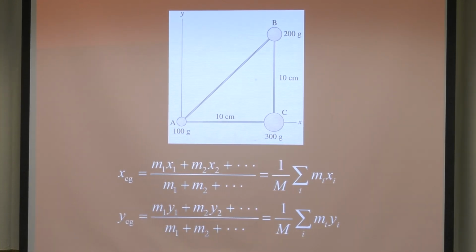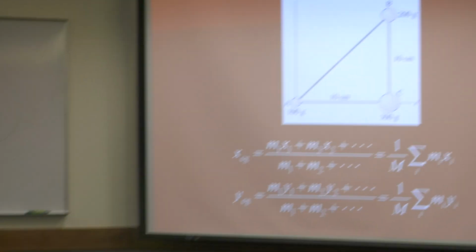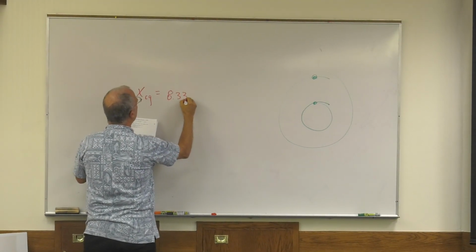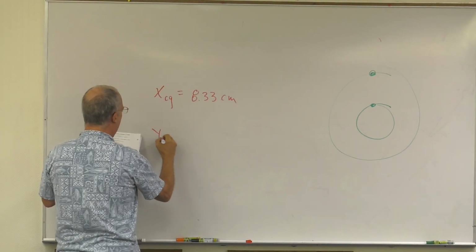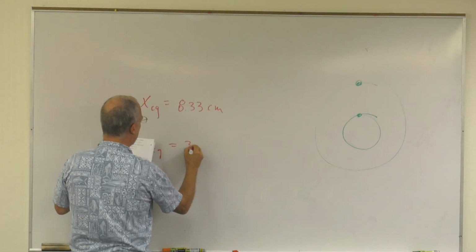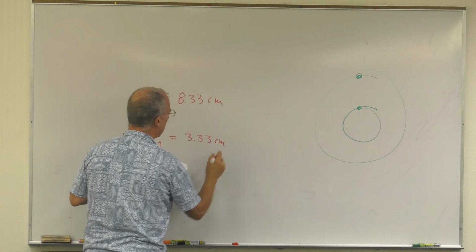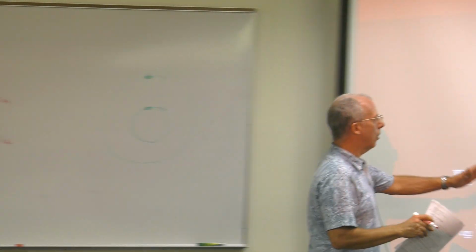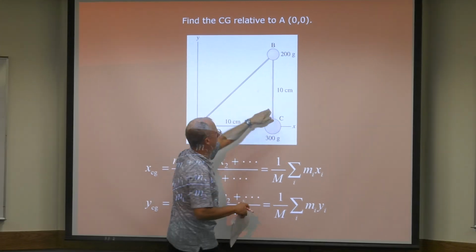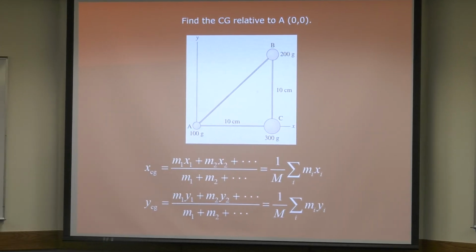So let's see. The x center of gravity, or center of mass, is 8.33 centimeters. And the y center of gravity is 3.33 centimeters. Okay, just what we said, right? The x is over here. The y is over here. So figure that out. Make sure you understand it.